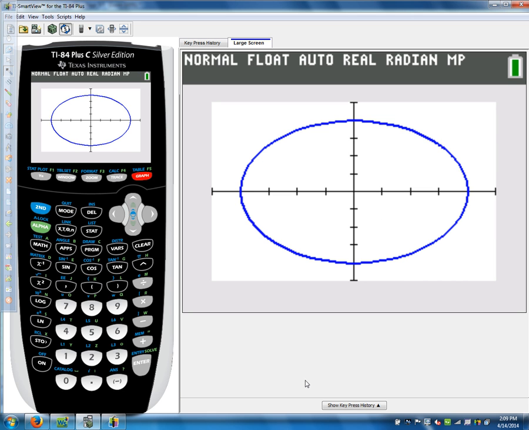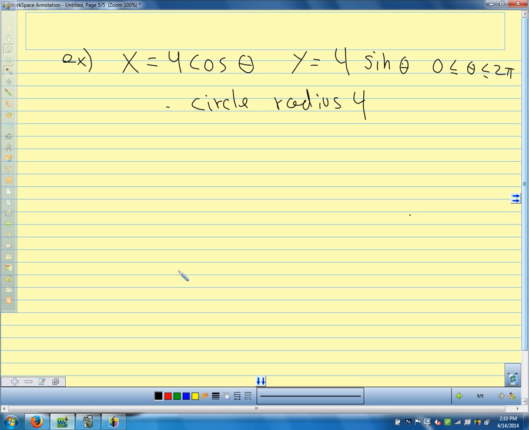So there's my graph of this particular set of parametric equations, my plane curve. What would you guess would happen if the number in front of the sine and the cosine were different? An ellipse. You'd have an ellipse, stretched one way more than the other way. Let's look at how we eliminate the parameter for this set of parametric equations.